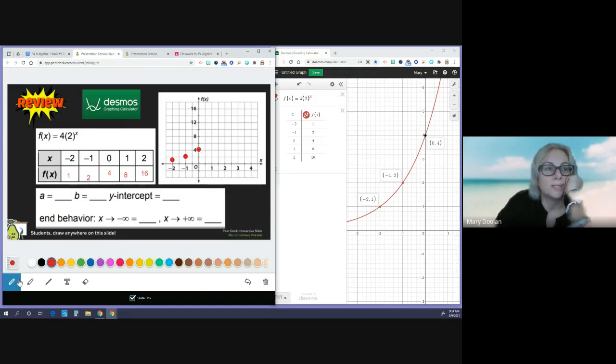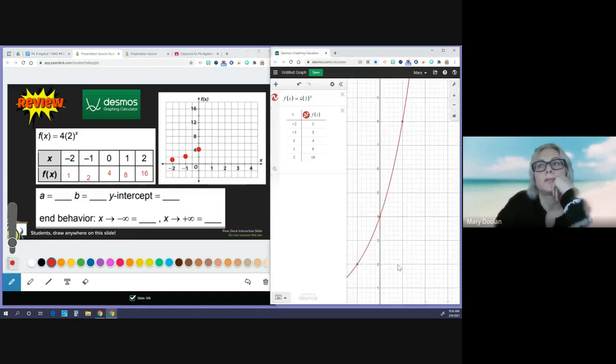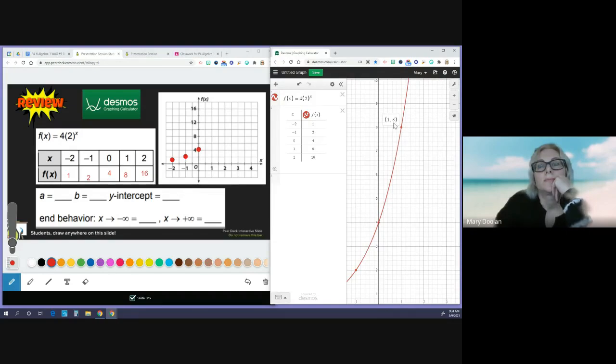And to plot points, I just use the pencil tool in Pear Deck, and then I change the size of it so it's about this big. And then it'll make these perfect little round plotted points for me. 1, 8. You can also use the table, 1, 8. Lots of ways to get this done.